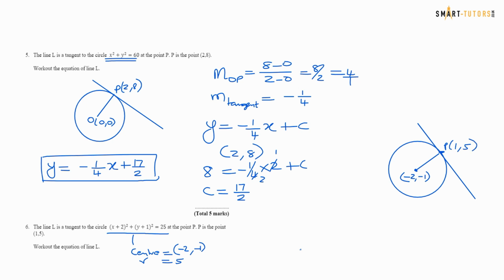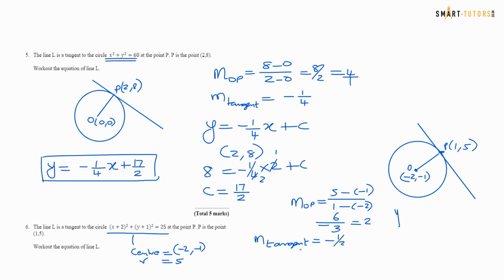Now they are asking us to find the tangent equation. Same method again: the gradient of OP, if you call the center O, so M of OP, M standing for gradient. So 5 minus minus 1 over 1 minus minus 2 equals 5 plus 1, which is 6, over 1 plus 2, which is 3, so 6 divided by 3 is 2. So M of the tangent is the negative reciprocal, which means minus half.